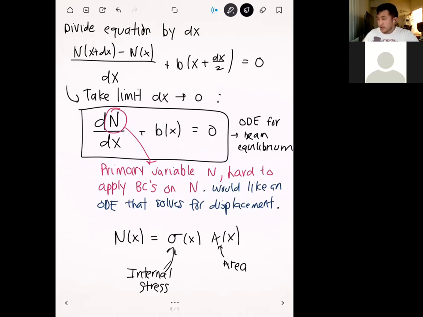Whenever I see internal stress, I think of how stressful it is to be a student. Whenever I hear internal stress, I'm like, me too.